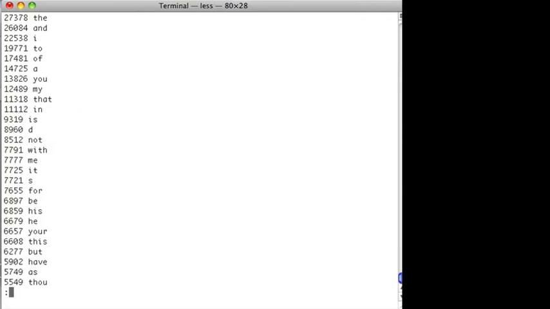All right, so now we've solved the problem of the and. Now we only have lowercase and. We don't have our uppercase And appearing. But we have another problem. We have this D here. Why is the word D or the word S, why are they so frequent in Shakespeare?